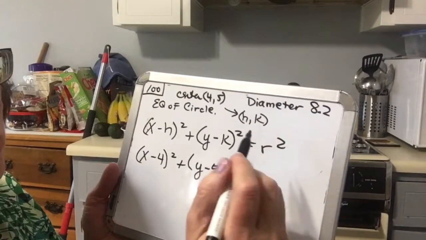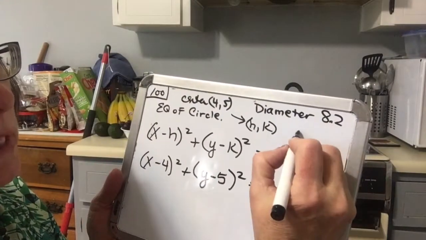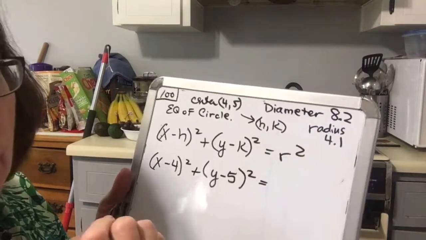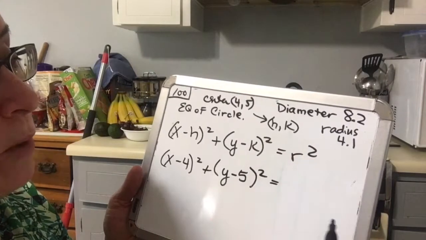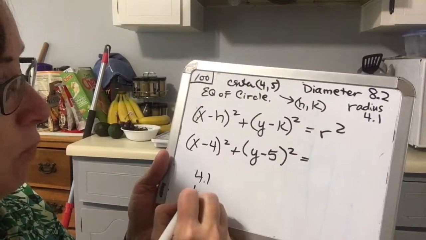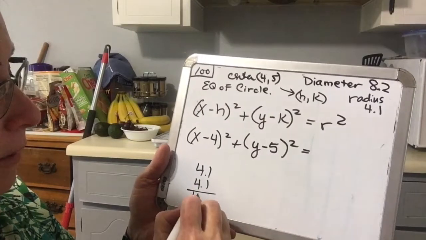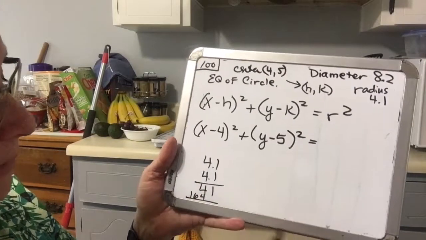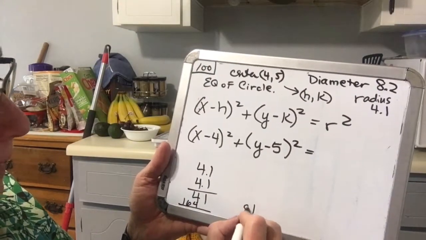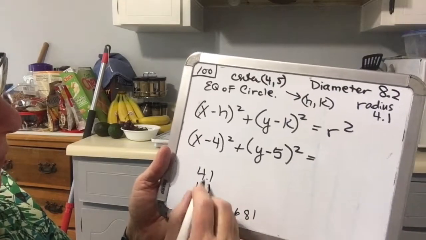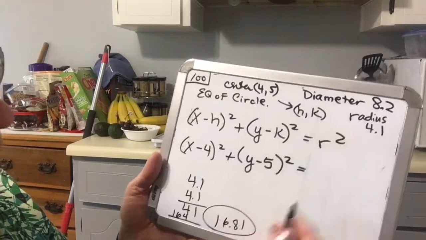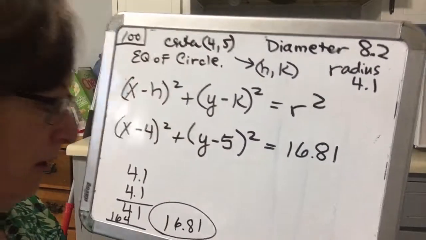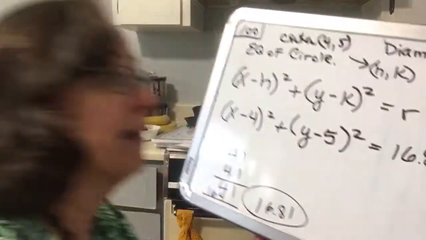And my diameter is 8.2, which means my radius is 4.1. Okay, so what I want is 4.1 times 4.1, because I want 4.1 squared, and that's going to give me 41 and then 164. So when I add those together, I'm going to get 1, 6, 8, 1 with 2 decimal places. So 1681 is the square of the radius, and we got that one right.